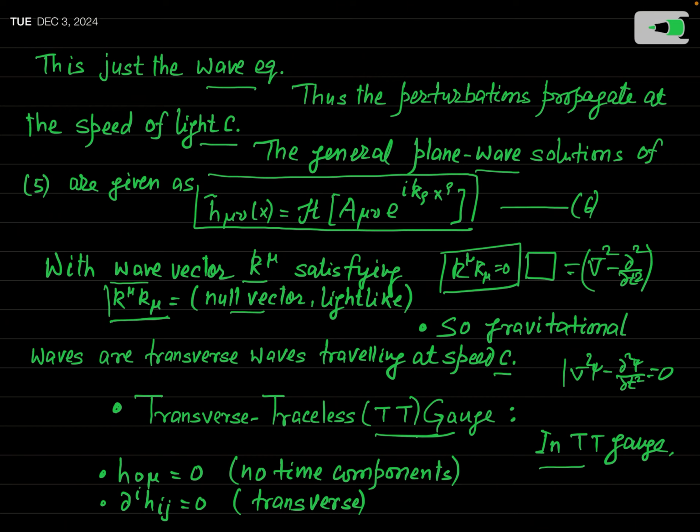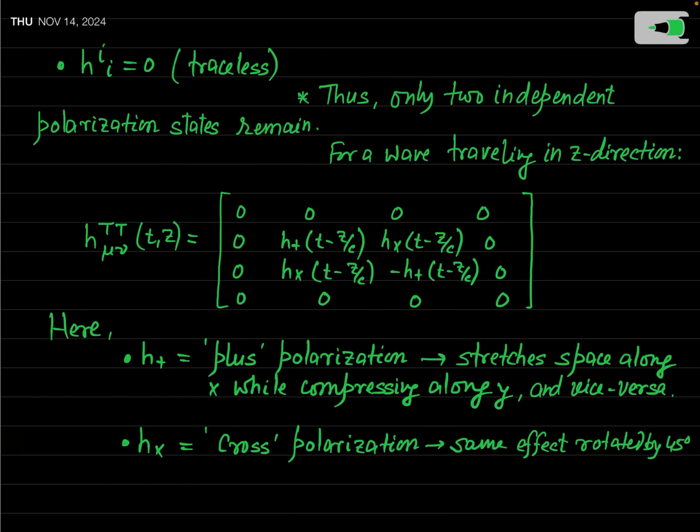And del operated on Hij is also 0, which shows that this wave is a transverse wave, and Hii is 0, which means it is traceless. So you can conclude that gravitational waves have only two independent polarization states. Okay, only two independent polarization states remain in this gravitational wave.